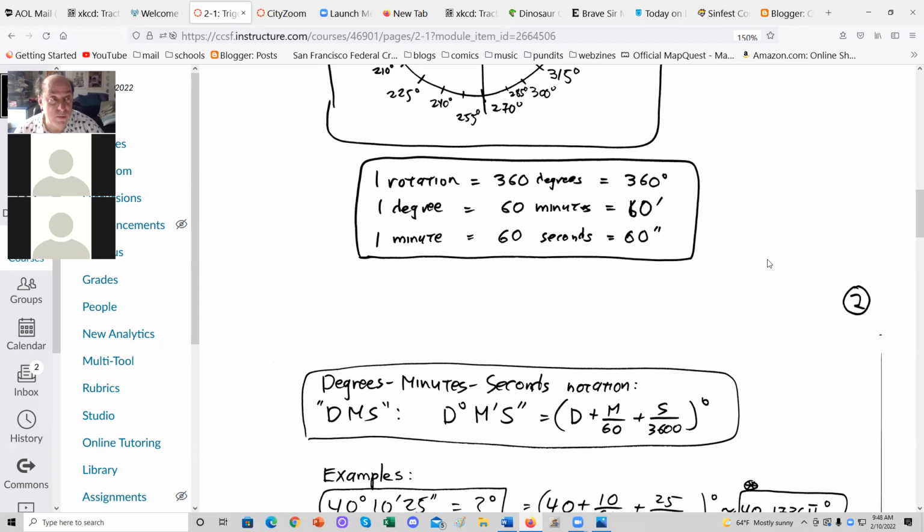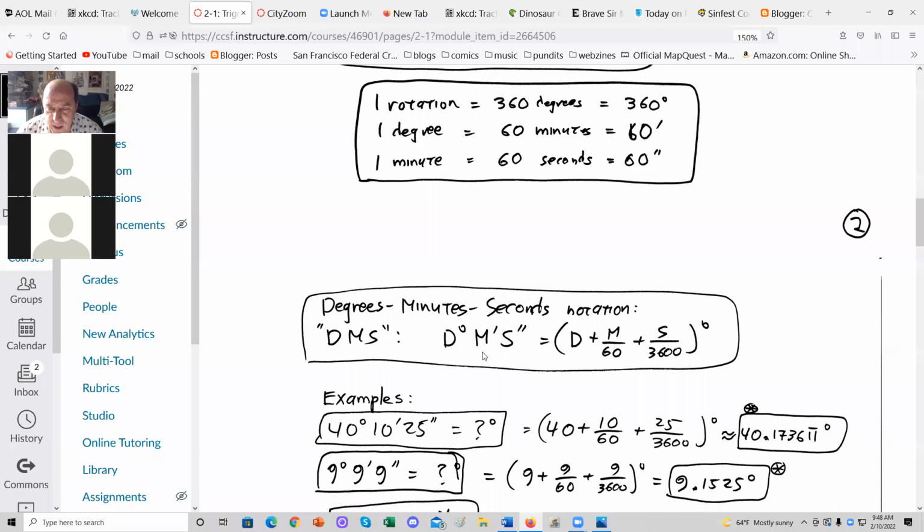And of course, we know this because it was notated on various archaeological digs where they were doing, guess what, astrology. So anyhow, D degrees, M minutes, and S seconds is D plus M over 60 degrees plus S over 3,600 degrees. So there we go.